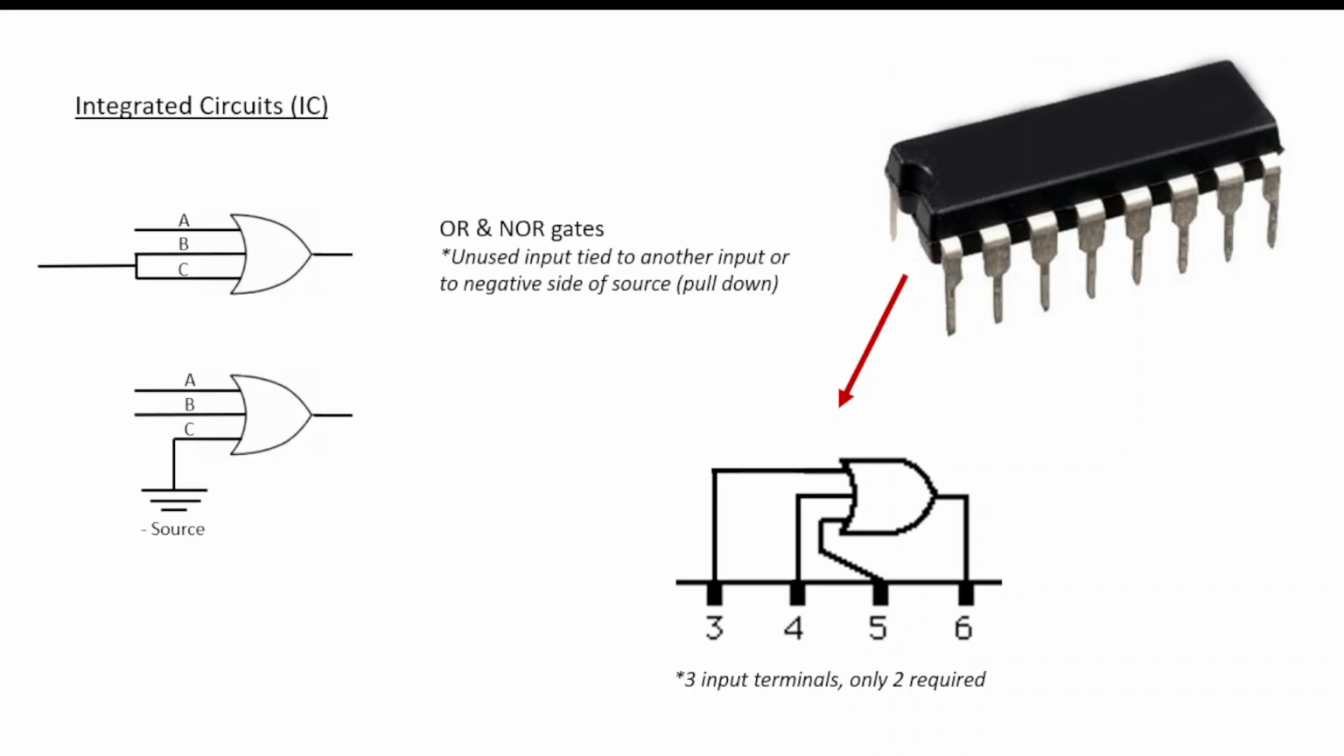For OR and NOR gates, unused inputs are tied to another input or to the negative side of the source. This is often referred to as pulling down.